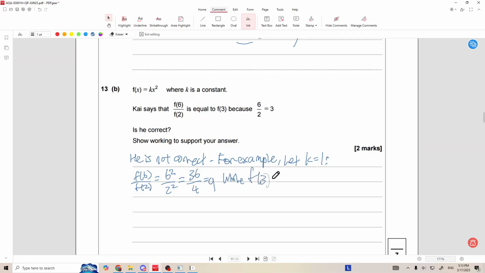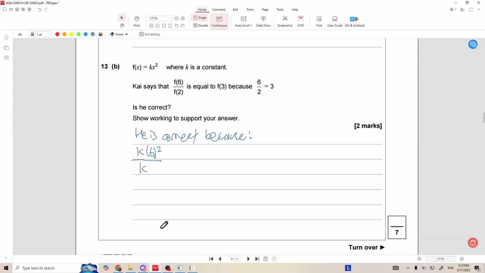f of 3 equals 3 squared equals 9. Wait a bloody minute, isn't this the same? No. This can't be right. Is this actually correct? Oh, wait. Wait, I think I made a mistake again.